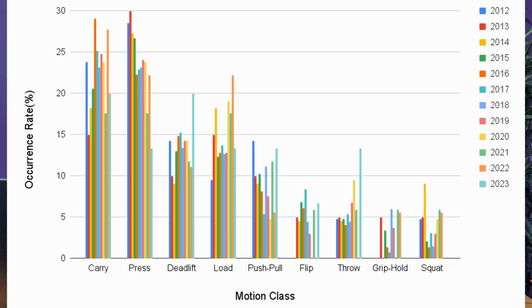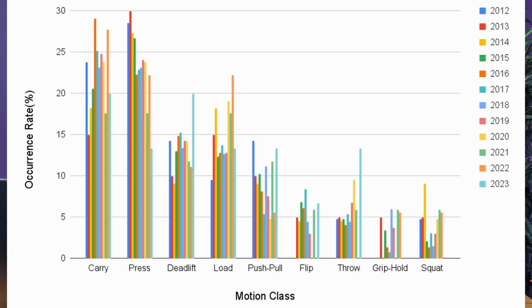Now, what I did do is I also looked at this data year by year. So I'll show you here the figure year by year. You can see from this that there is actually a lot of variability. For example, the carry motion pattern class was 29% in 2016. So almost a third of all the skills tested were carry in that year. But in 2013, it was 15%.